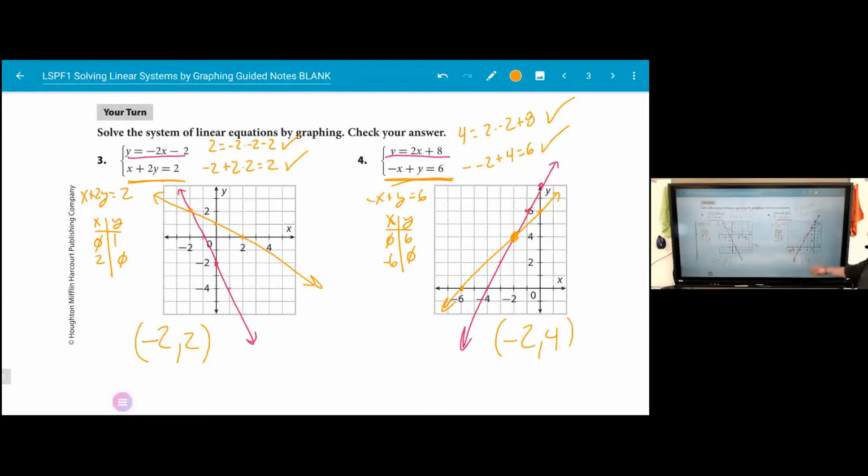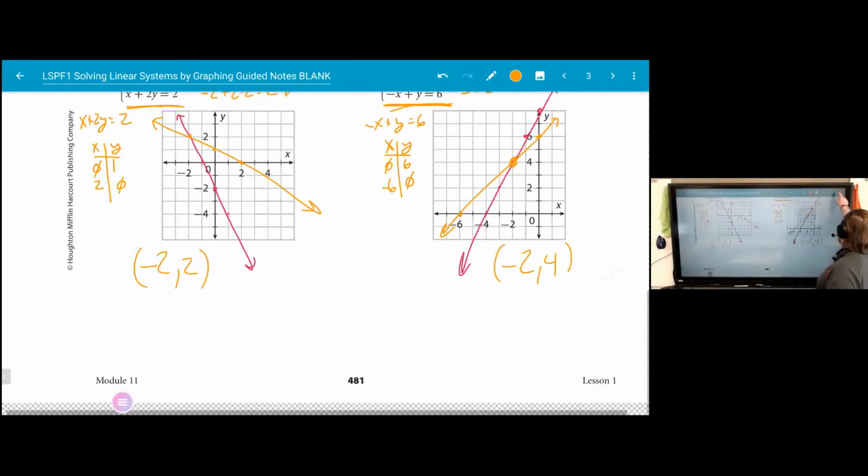Number 4, I said I'm going to graph the first one using slope intercept form, and the second one I'm going to use intercepts. And I think they crossed at (-2, 4). And I checked my work, and it turns out, guess what? They did again. That's what we're trying to do. Graph them, see where they cross, then check your answer. That is our job.